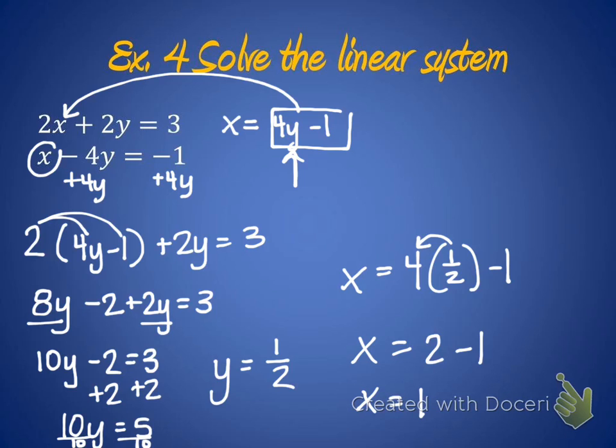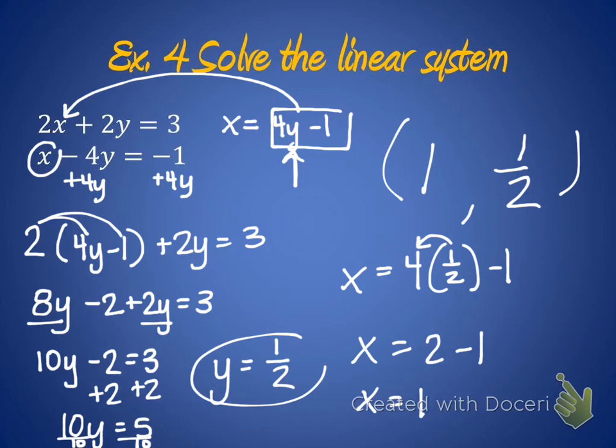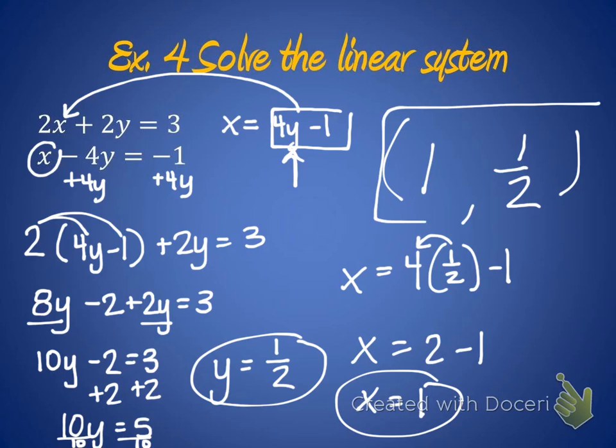So my magical ordered pair, I like to call it the magical ordered pair, would be what? y equals 1. No, x equals 1. Okay, but remember an ordered pair is x comma y. So how would I write it? 1 and 1/2. Because remember, y is equal to 1/2, x is equal to 1. So this is my magical ordered pair that's going to be a solution.